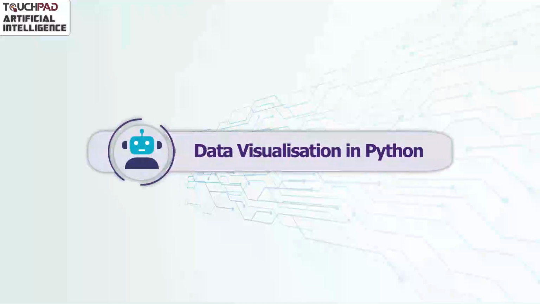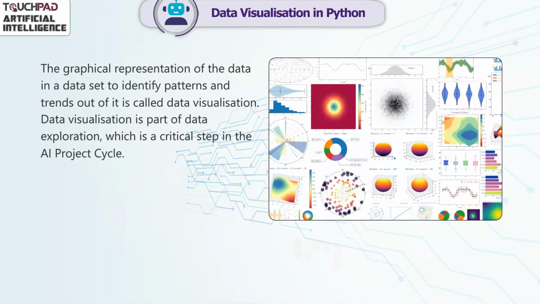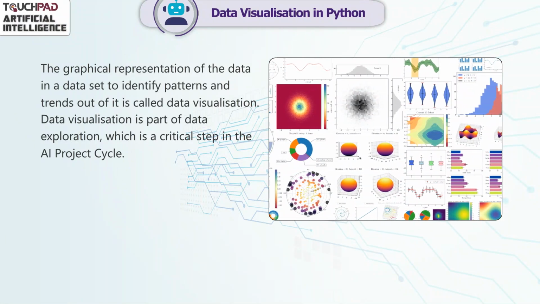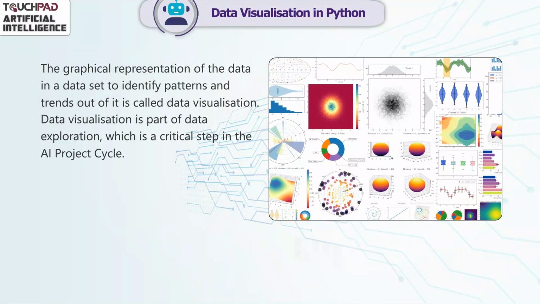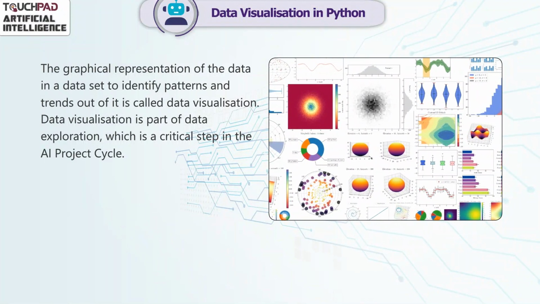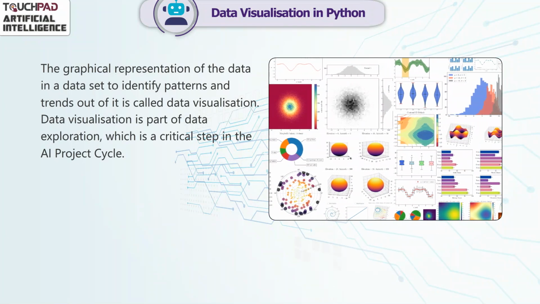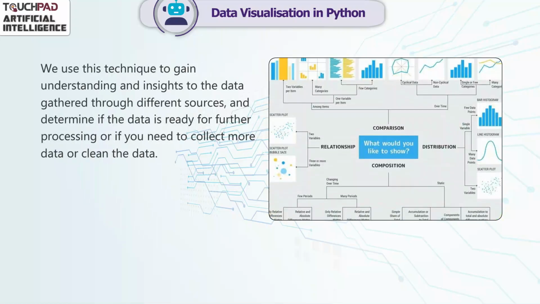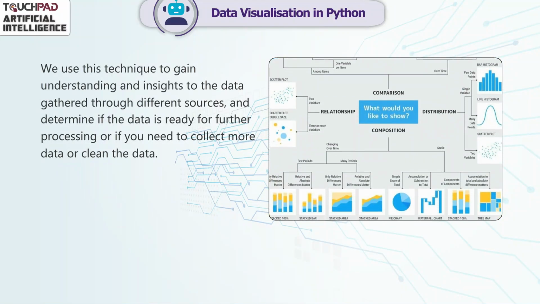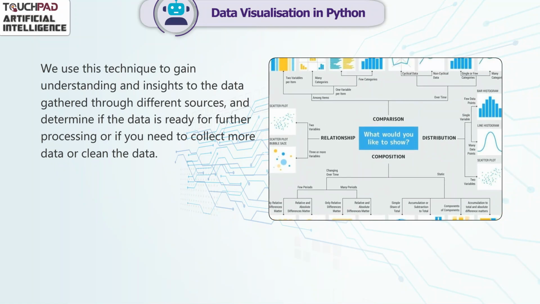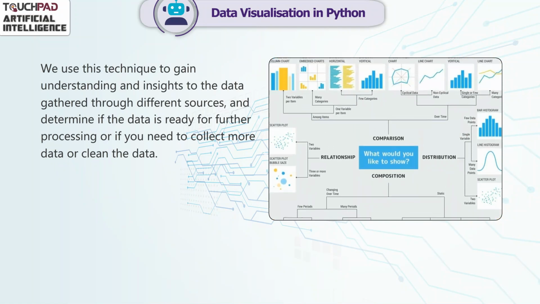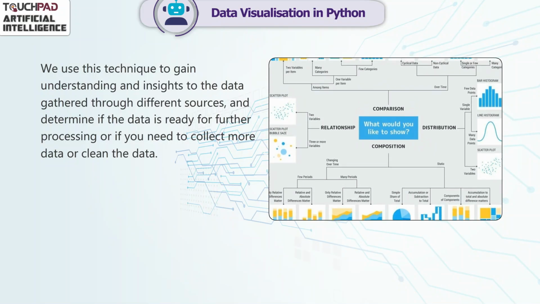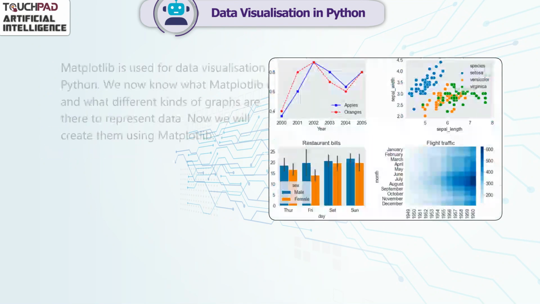Data visualization in Python. The graphical representation of the data in a data set to identify patterns and trends out of it is called data visualization. Data visualization is part of data exploration, which is a critical step in the AI project cycle. We use this technique to gain understanding and insights into the data gathered through different sources and determine if the data is ready for further processing, or if you need to collect more data or clean the data.